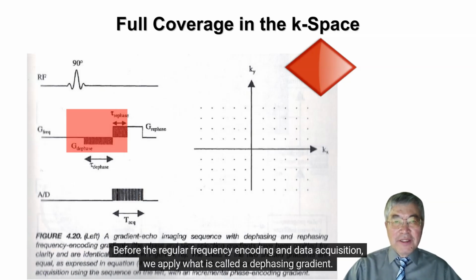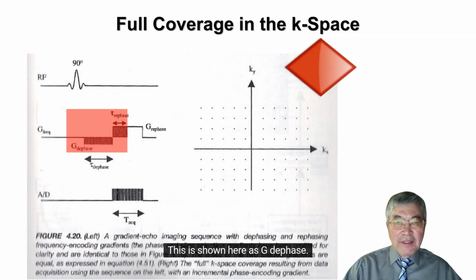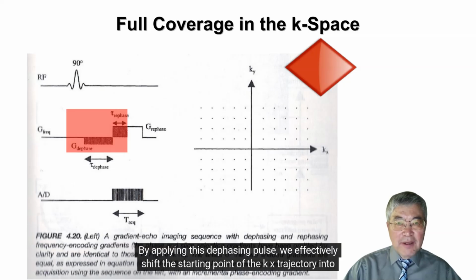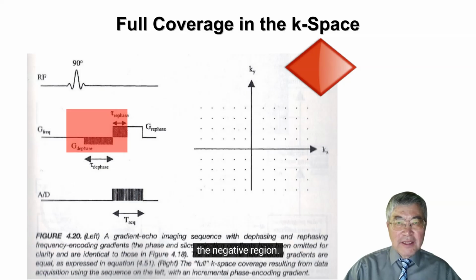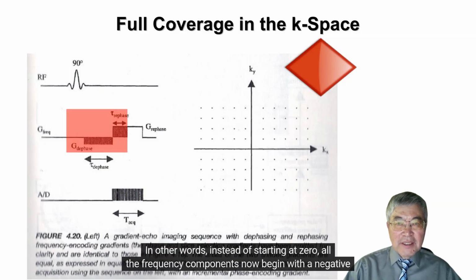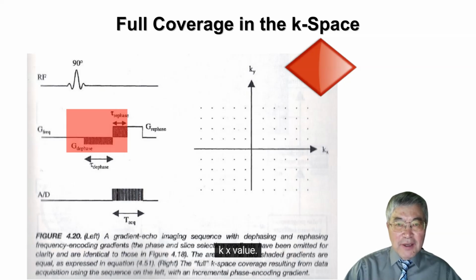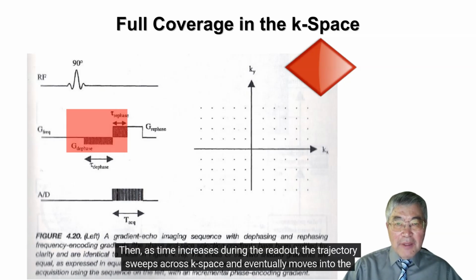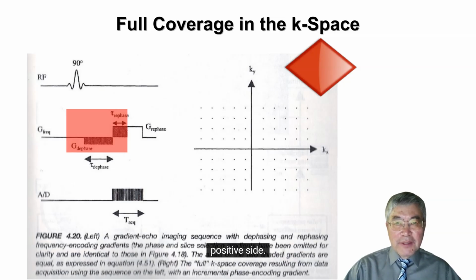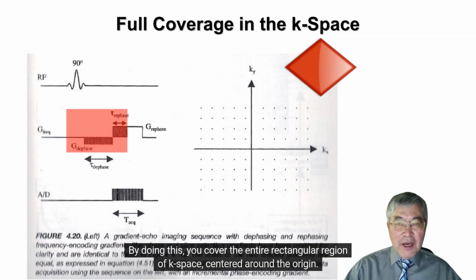Before the regular frequency encoding and data acquisition, we apply what is called a dephasing gradient. This is shown here as G dephase. By applying this dephasing pulse, we effectively shift the starting point of the Kx trajectory into the negative region. In other words, instead of starting at 0, all the frequency components now begin with a negative Kx value. Then, as time increases during the readout, the trajectory sweeps across K-space and eventually moves into the positive side. By doing this, you cover the entire rectangular region of K-space centered around the origin.